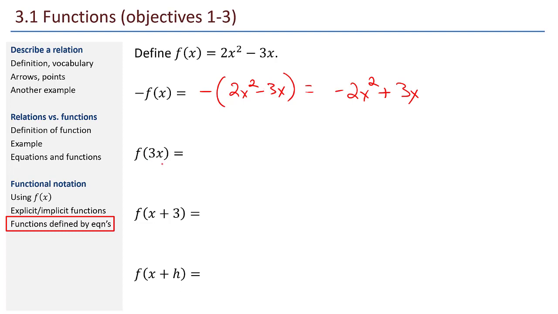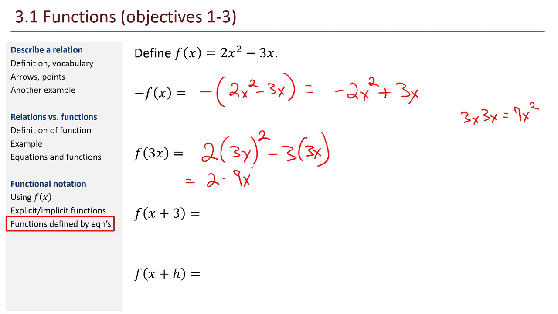f of 3x. Well, now I'll just replace my x with 3x wherever I see it. 2 times 3x squared minus 3 times 3x. And let's go ahead and simplify that thing. What do we get? So 3x squared becomes 9x squared. You can think to yourself, like 3x times 3x equals 9x squared. So 2 times 9x squared minus 9x. So 2 times 9 is 18. Looks like we get 18x squared minus 9x.